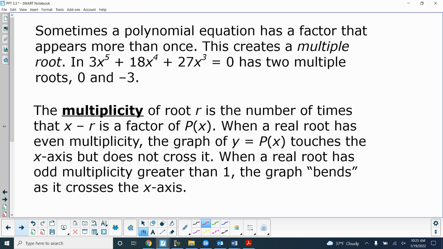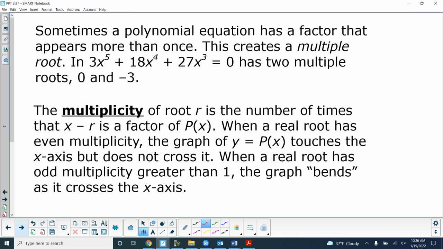When a real root has odd multiplicity, meaning it works greater than 1, meaning it works 3 or 5 or 7 times, the graph will bend as it crosses the x-axis. So it still crosses, like we said last week. All we said last week is if it crossed or bounced. If the exponent in our problem was even, we said it bounced. If the exponent was odd, we said it crossed. Well, if it bends as it crosses, it means that 0 works at least 3 times, an odd number of times, 3 times or 5 times.